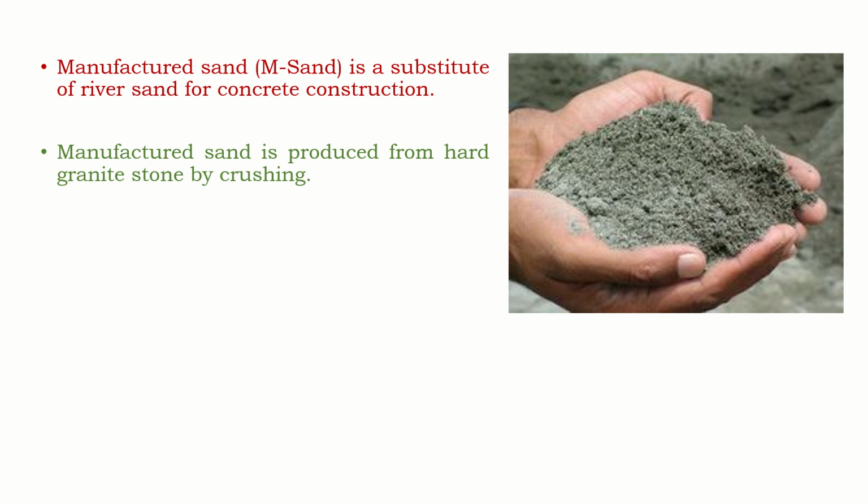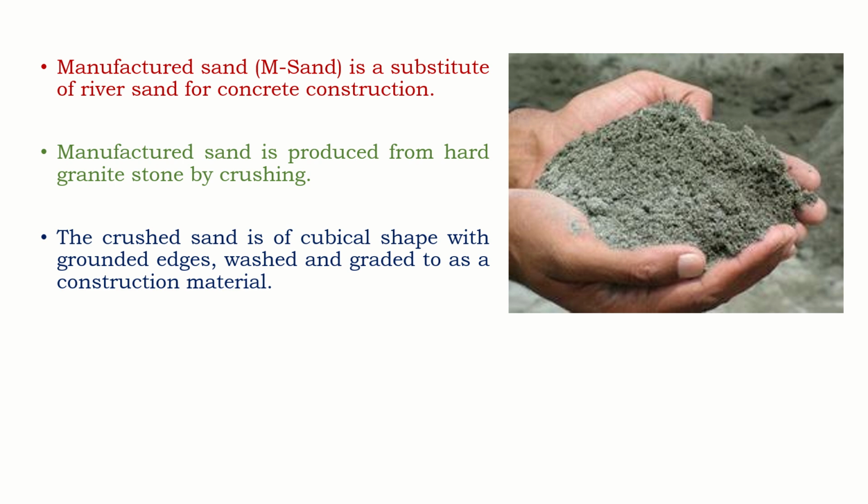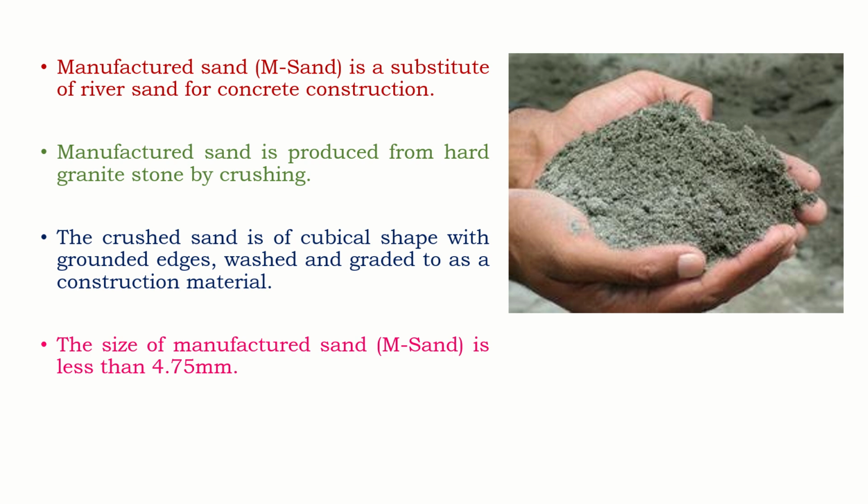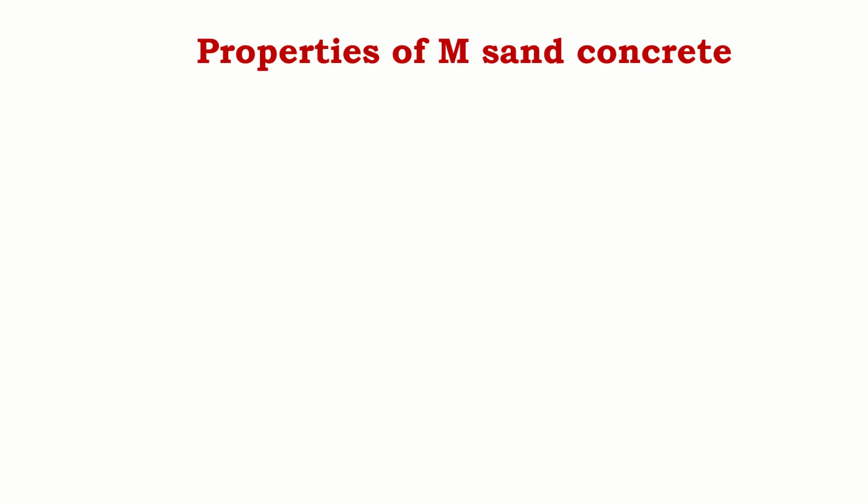And basically M sand is produced by the crushing of granite stone. Generally we cut the granite stone into different sizes and different shapes for various construction purposes, and once you are cutting that, you get a dust or a powder which is collected, washed and then graded, and that's called M sand. The size of M sand is also less than 4.75 mm, same as river sand, which satisfies the criteria of fine aggregate.